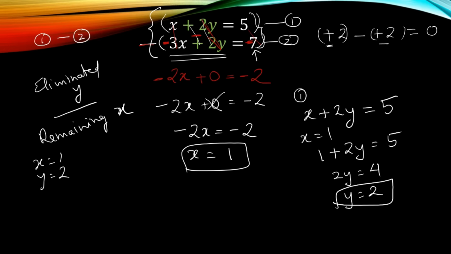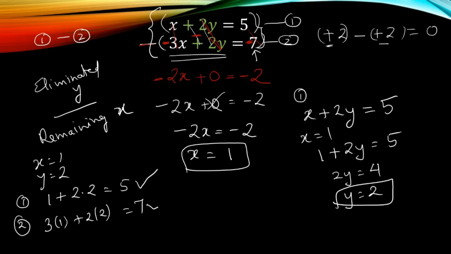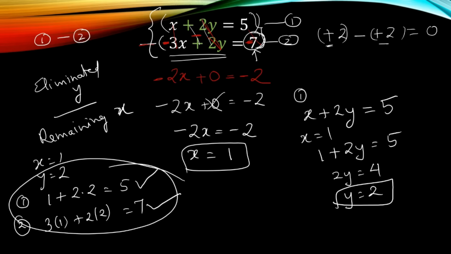Go back to the equations to verify. The first equation will be 1 plus 2 times 2, which is 5, and this is correct. Second equation is 3 times 1 plus 2 times 2, which is equal to 7 and which is given on the right hand side of this equation, which is also correct. So verification is also done. In this case, when the coefficients of one of the variables are same with same sign, you need to subtract the two equations. That's the catch of this particular example.